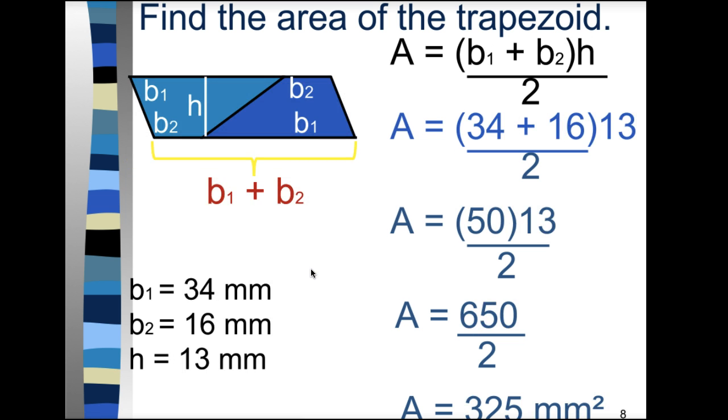Okay, and another example for you. So again, this is the key information. If you just want to write this information down and draw one of the parallelograms, I'll be happy with that. Base 1 is 34, base 2 is 16, and the height is 13. So you're going to plug this information into your equation: 34 plus 16, all times 13, then we divide by 2. So it'll be 50 times 13 divided by 2, 650 divided by 2, 325 millimeters squared is the final answer. Again, you're dealing with areas, so you're still going to use square units.